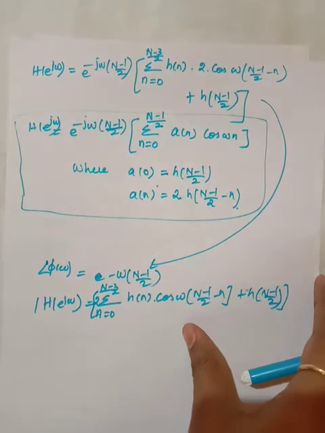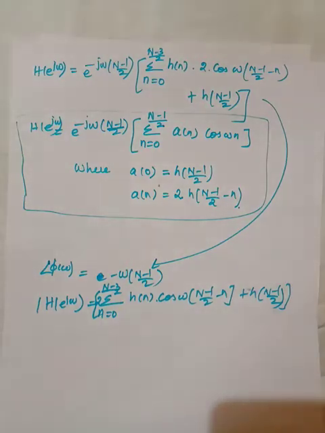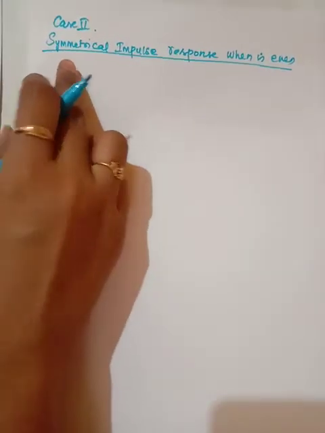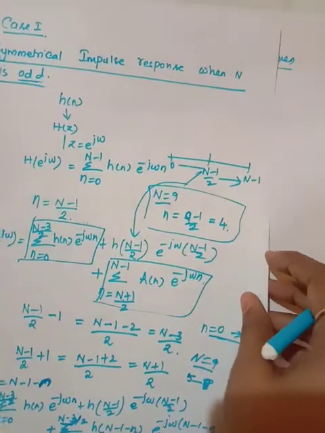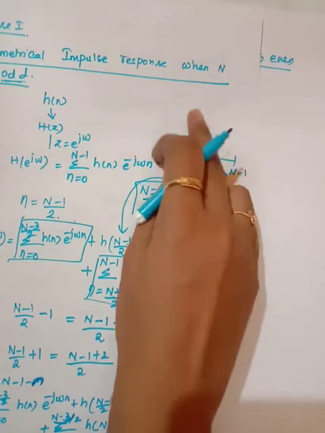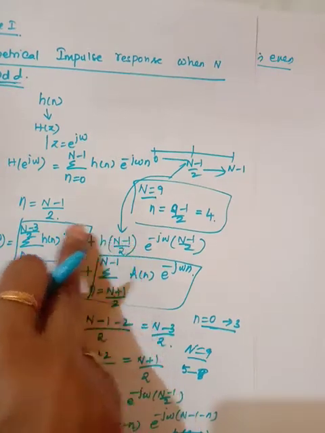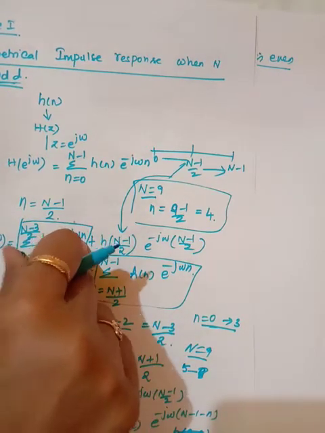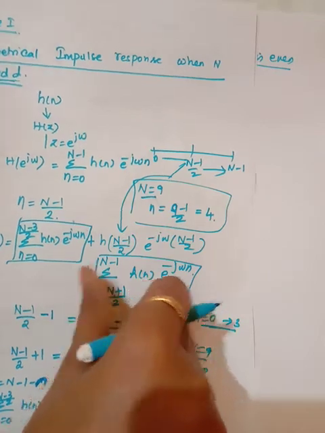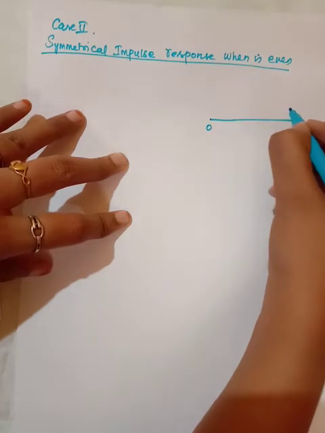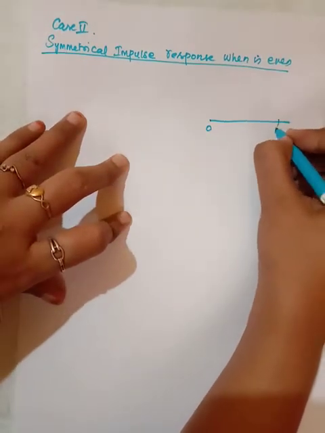The next case we are going to discuss is the symmetric impulse response when n is even. See this problem: when n is odd, you will have a center of symmetry. So we split this equation at the center of symmetry, combine one part with the previous values, and split the next values into the other part. But in the case of even, there is no center of symmetry, you will only have even values, that is 0 to n minus 1.